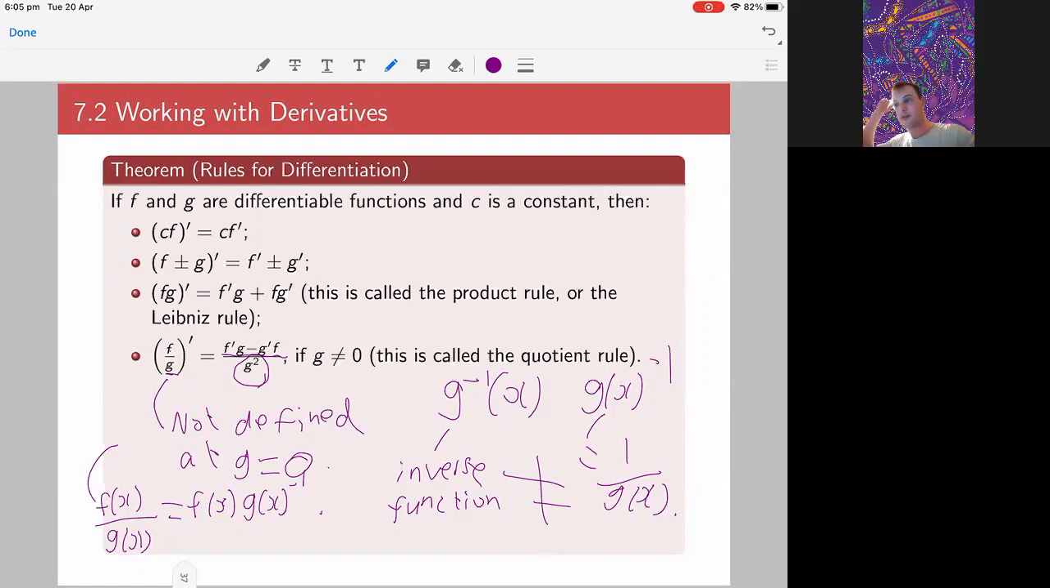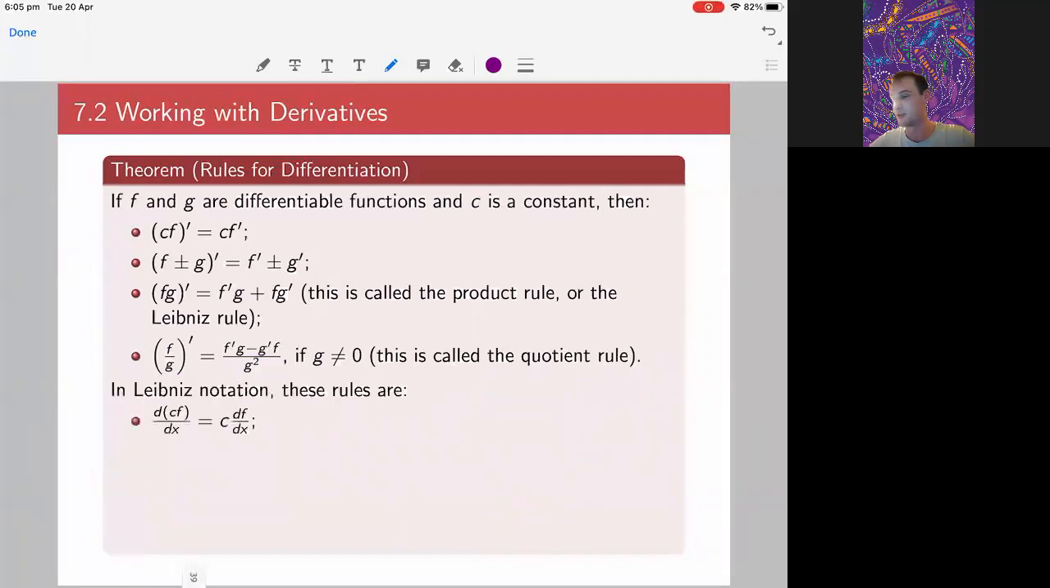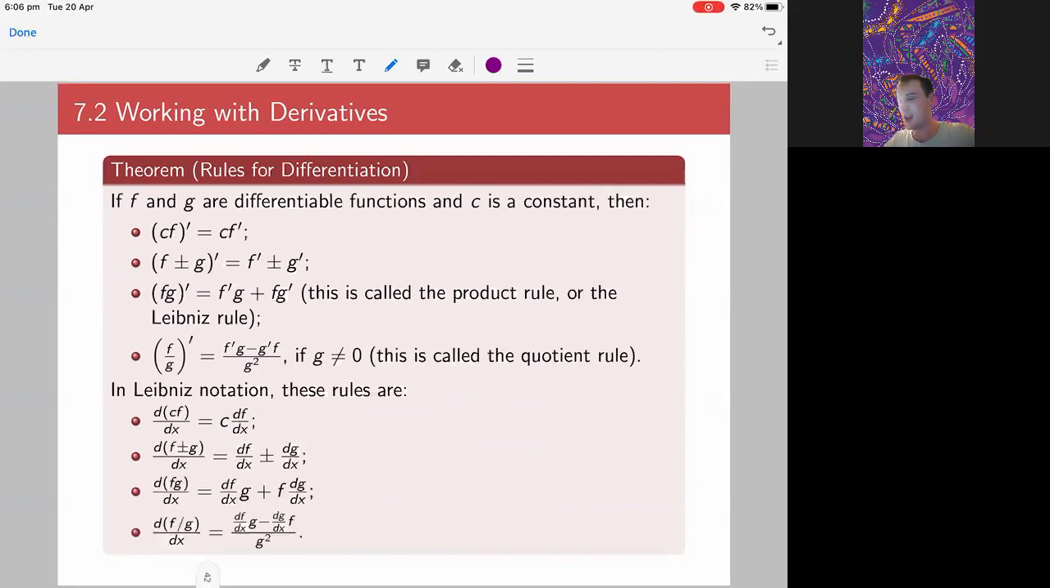Now, you may notice that all these derivatives I've given you have been phrased in terms of the Newtonian formulation of the derivative. You are allowed to write all of these rules using Leibniz notation, and these are described as follows. Remember, Leibniz notation is d of function divided by d of whatever the variable is. So if your function is f multiplied by a constant, then d of that is c times d of the original thing. Similarly, the addition and subtraction rules look like this. The product rule in Leibniz notation looks like that. And the quotient rule looks like that.